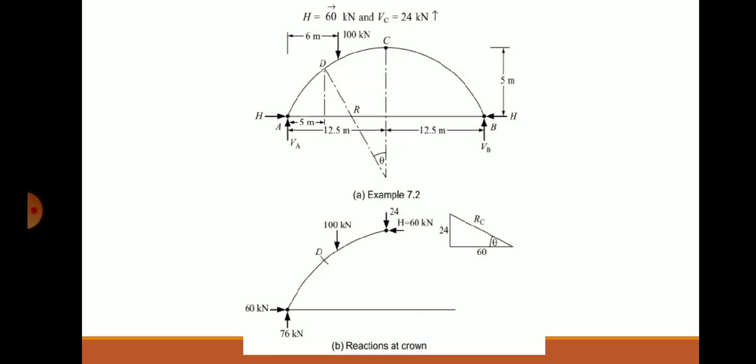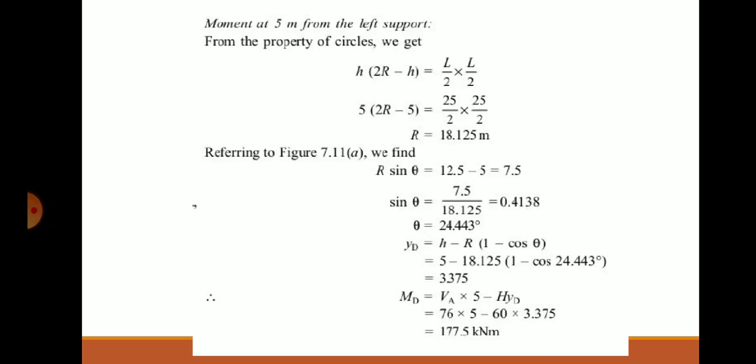Whereas at C, the normal thrust is evaluated. How to evaluate the normal thrust, or the vertical shear? Before that point, what are the loads coming? You have to deduct it. Vertical loads, one is the support reaction VA and minus 100. If you consider the left side, or if you consider the right side, whatever VB is there, the same thing. So, that is the shear.